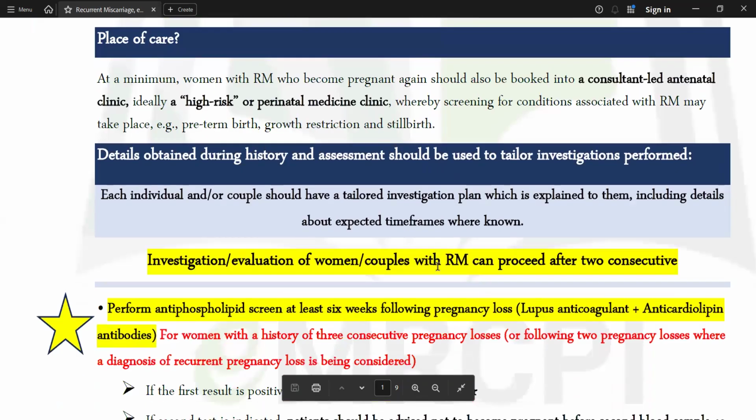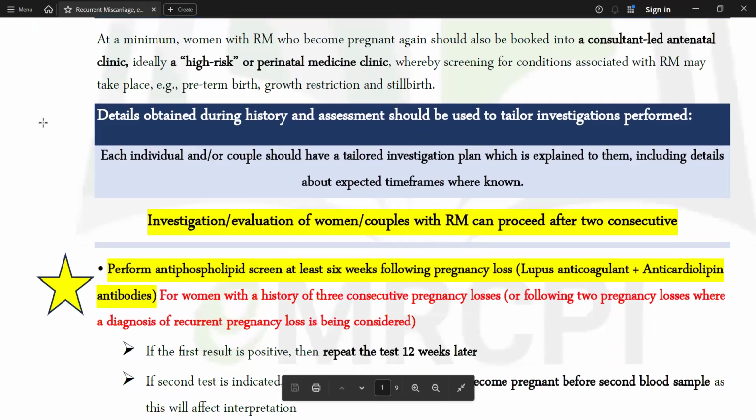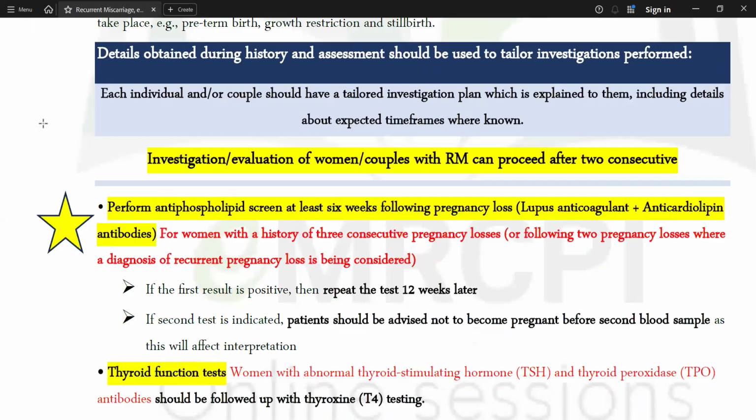And not only this is something unique to the RCPI, there's also something very unique to the RCPI, which is the initiation of investigation and evaluation for women or couples with recurrent miscarriage after 2 consecutive miscarriages only. You shall initiate the pathway. And this pathway is composed of some investigations and some empirical treatment, and of course, the treatment of any underlying medical condition. So let's see what kind of investigations we can do for those ladies.